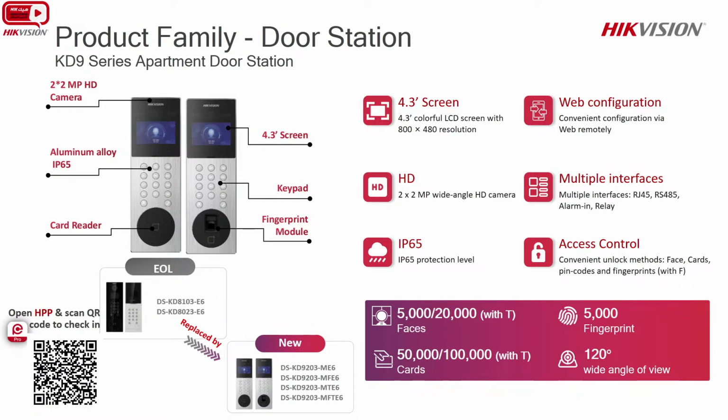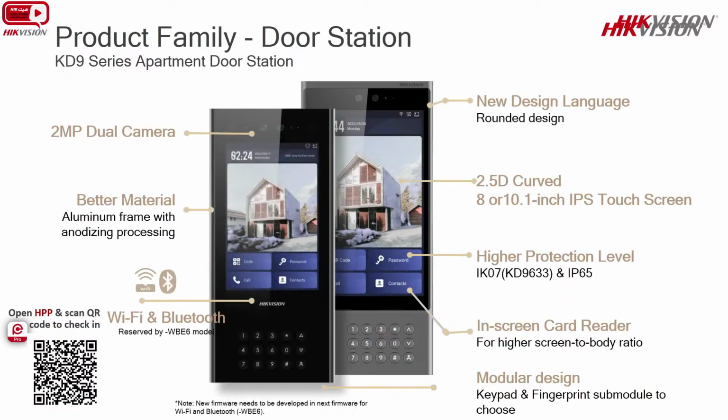And for the door stations, this is the show for the 9633. The 9633 has 2 megapixel dual cameras built in. This is an aluminum frame with anodizing processing, and reserved Wi-Fi and Bluetooth functions. It's the new design. This is a rounded design. This rounded design, we call it 2.5 dimensional, 2.5D.